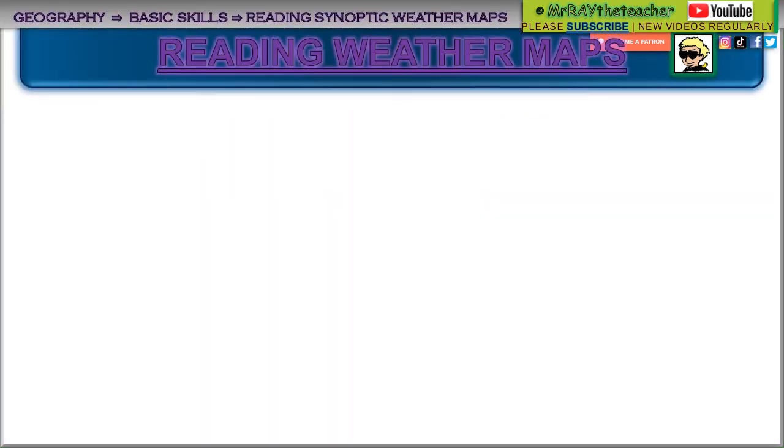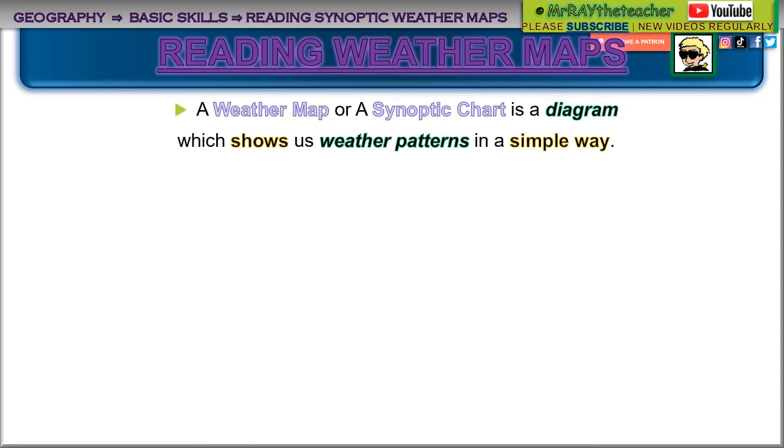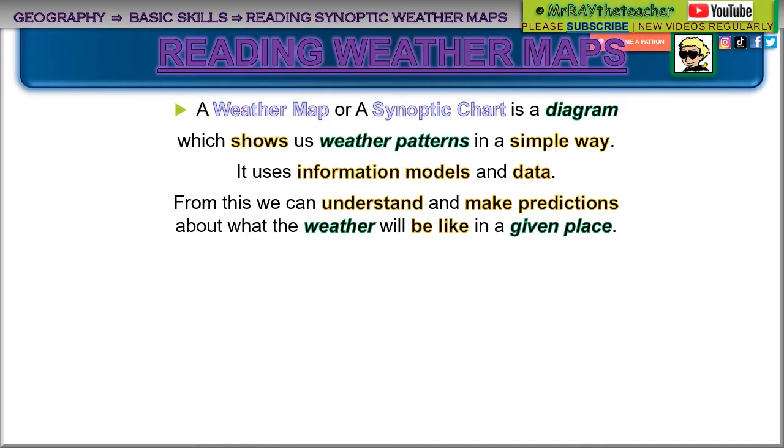So, reading weather maps, synoptic charts, if you want to call them that. Basically, either of them, they are a diagram which show us weather patterns in a simple way. It uses information models and data, and from this we can understand and make predictions about what weather will be like in a given place.